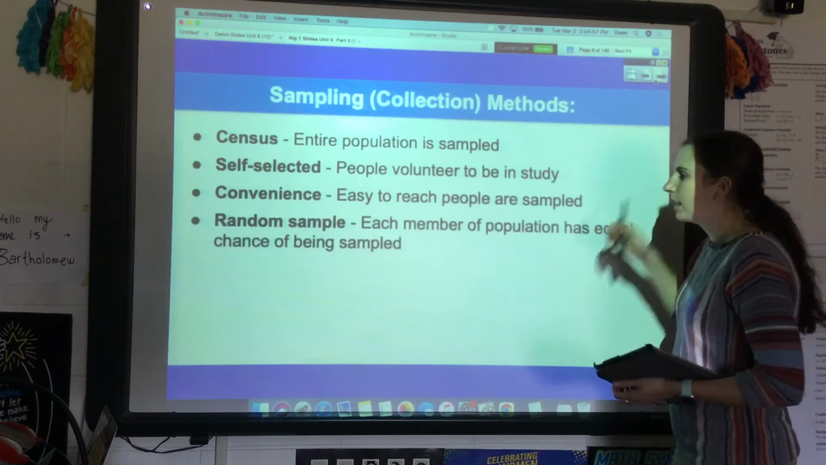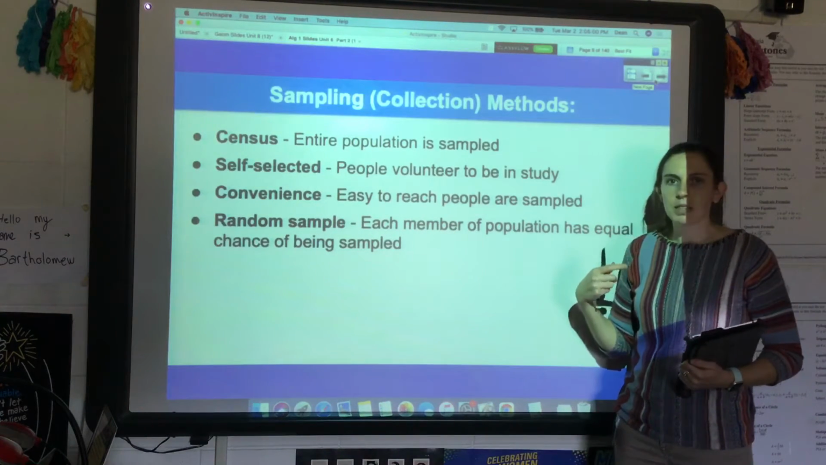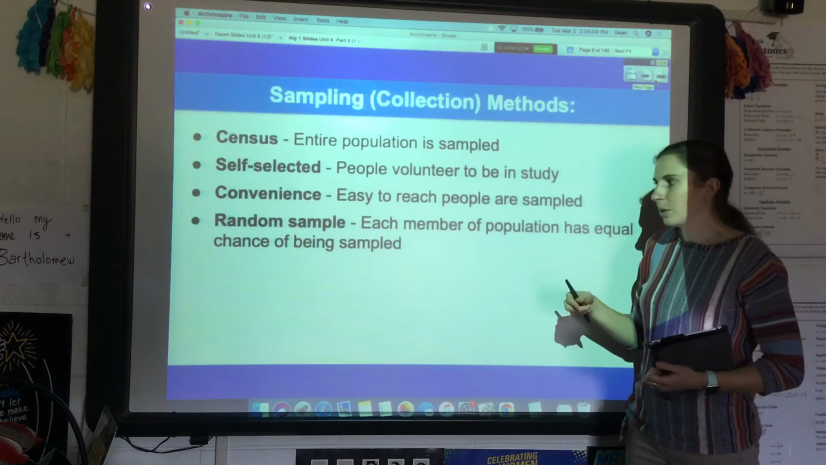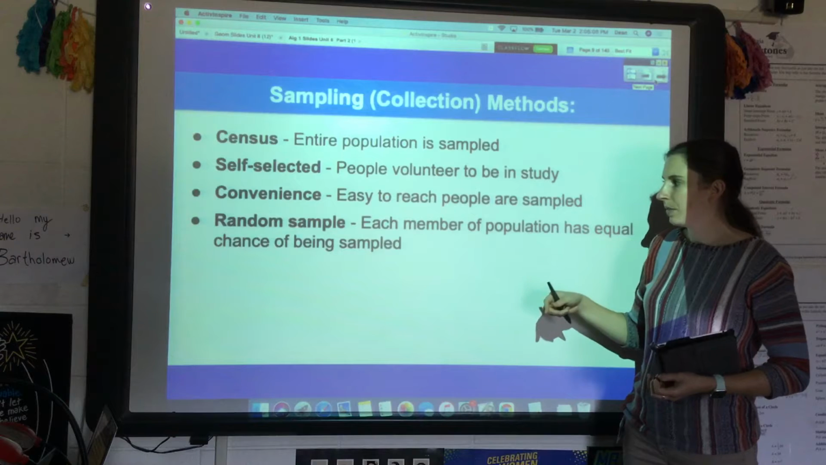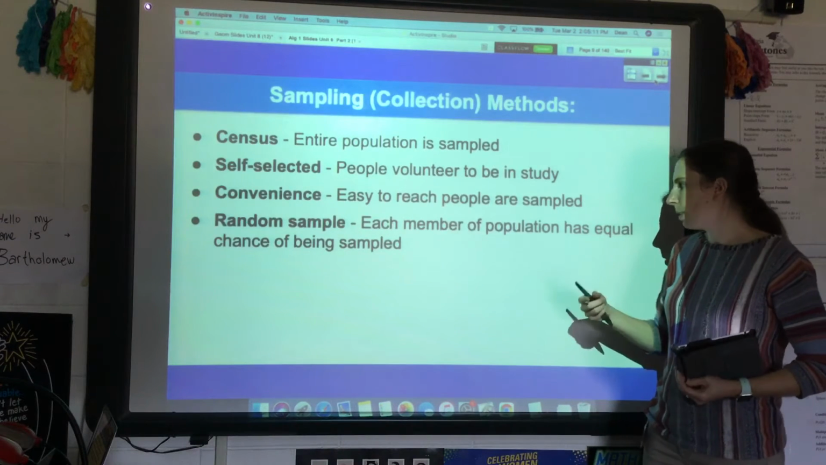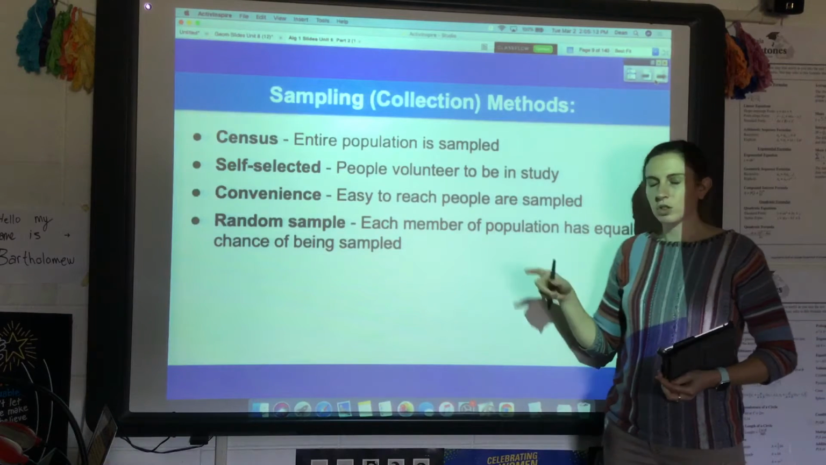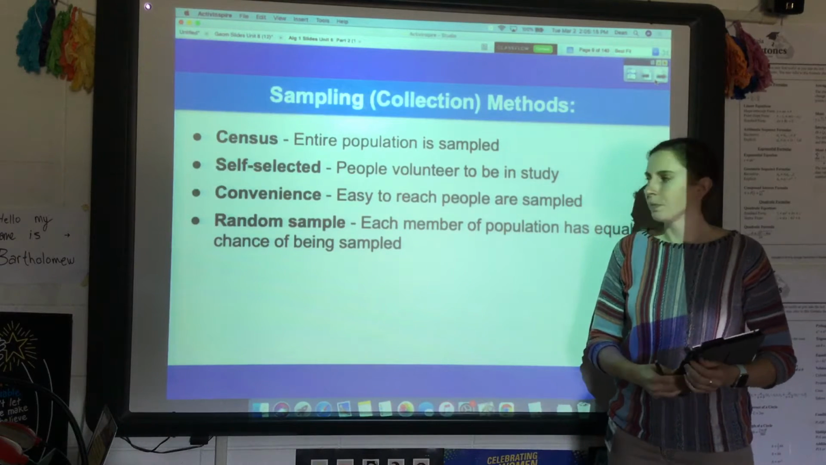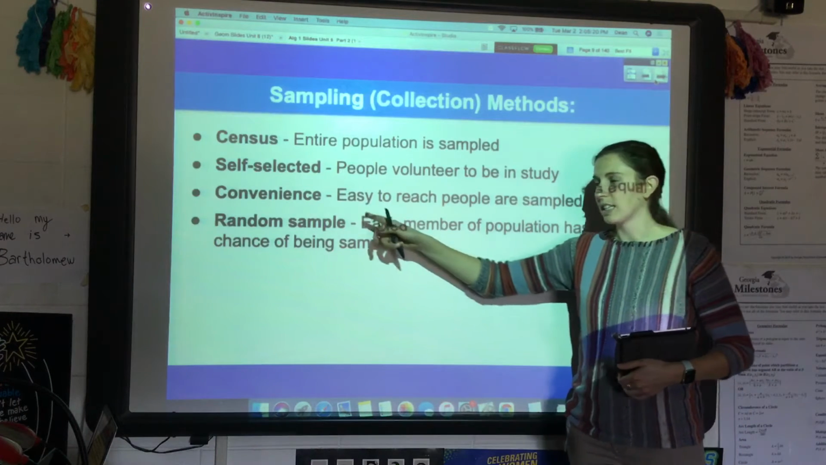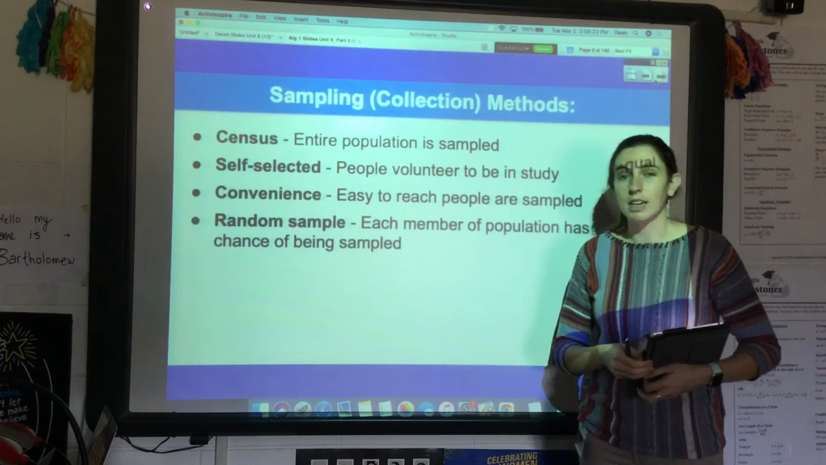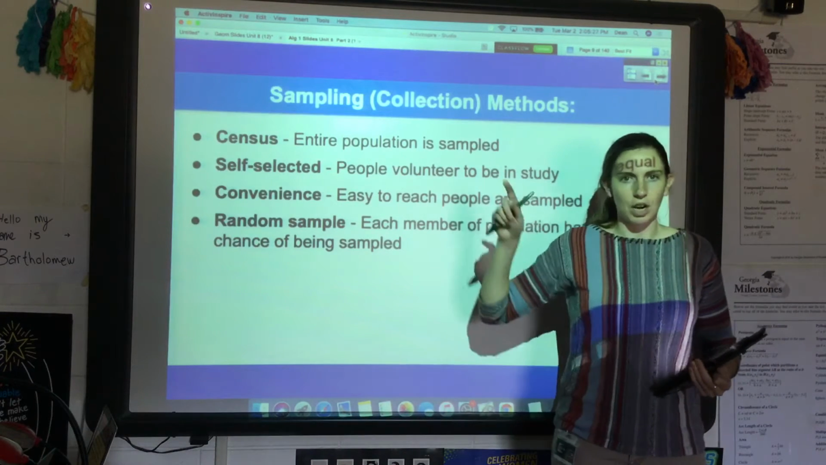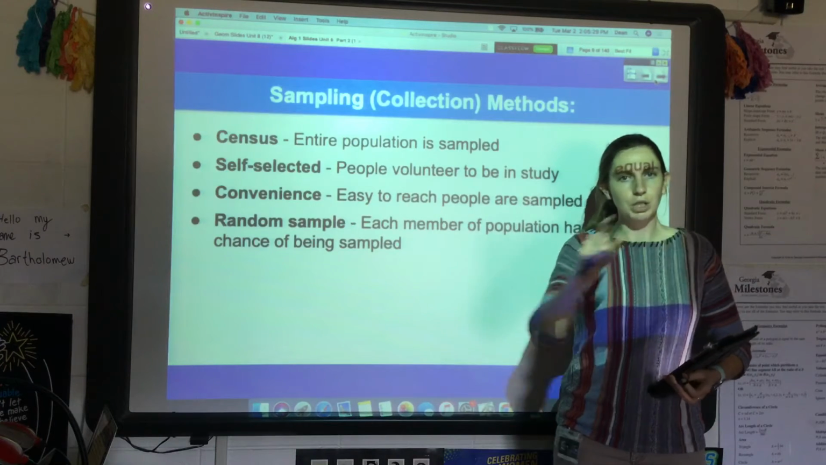All right, this one is what you really want to go for. This one is the least biased of probably the bunch, the most practical. A random sample. A random sample means each member of the population has an equal chance of being sampled. That's actually easier said than done. Here is what is not a random sample. What is not a random sample is if I just go out in the hallway and start pointing at random people and I'm like, you, and you.